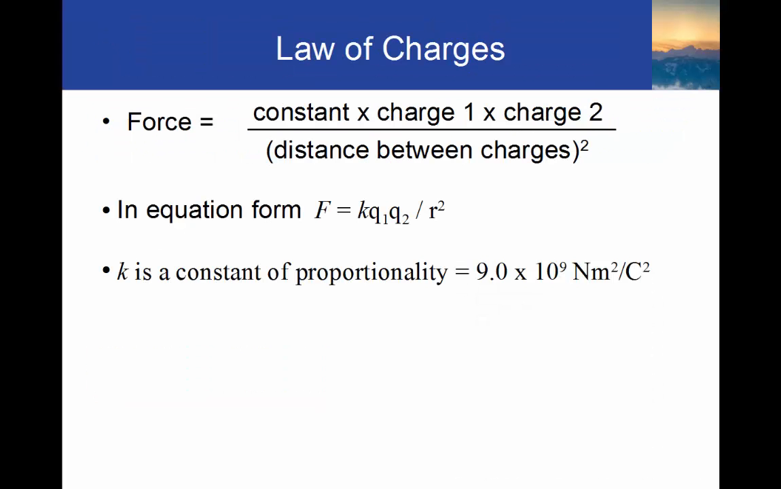To answer this question, we should look back at our sets of equations and find that we have one that says that the force between two charges is some constant times charge 1 times charge 2 divided by the distance between charges squared. That's this equation right here. And that proportionality constant is called Coulomb's constant. It's about 9 times 10 to the 9th Newton meters squared per Coulomb squared.